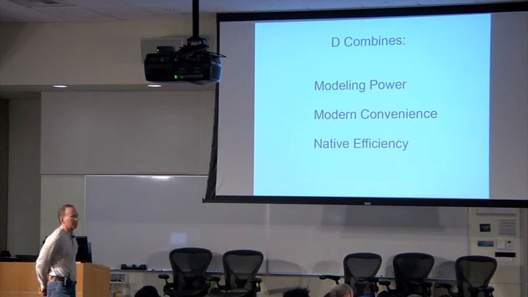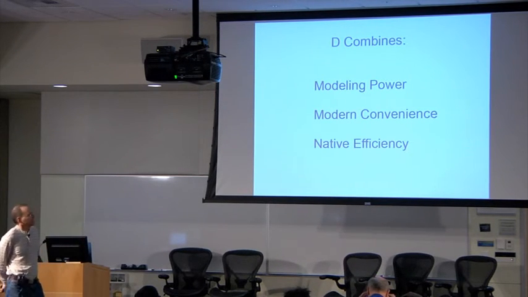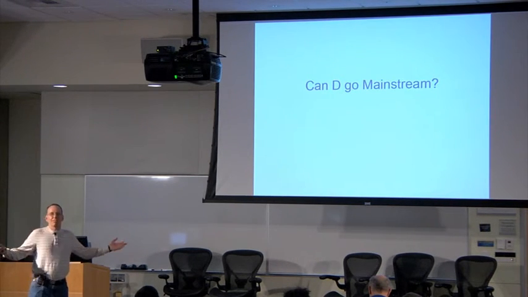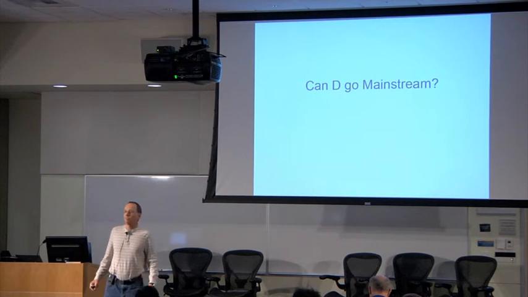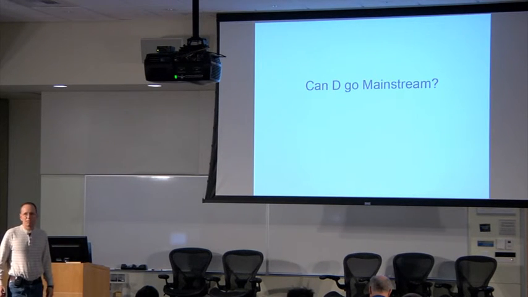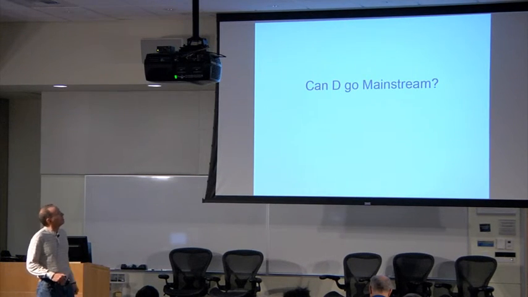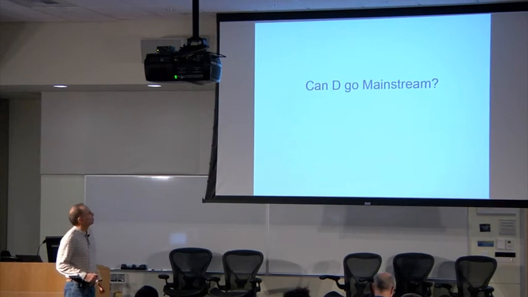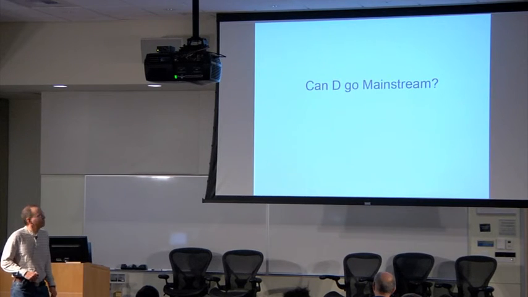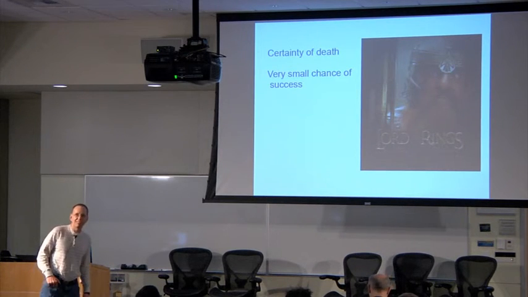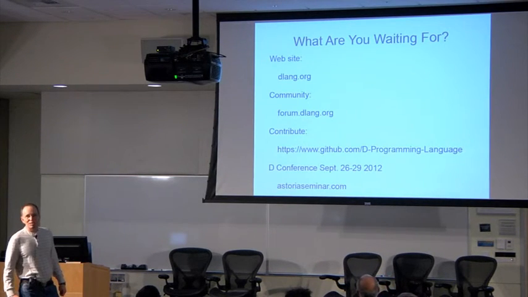So to sum up, D combines modeling power, modern convenience, and native efficiency all wrapped up in one language. Can D go mainstream? Who is running D? D is run by a bunch of volunteers. We have no corporation behind us. We do it because we love it. We're not being paid to do it. We think it's a great language. So can D go mainstream against those big competitors funded by large groups of people? Well, what can we say? Certainty of death, very small chance of success. What are you waiting for?